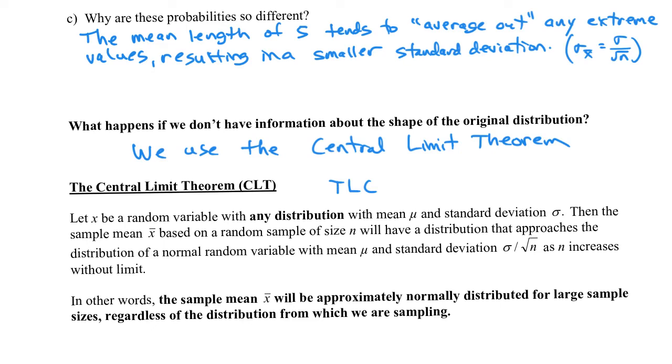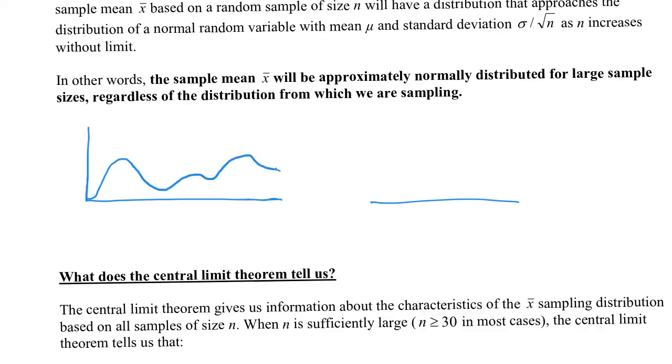So what that means is this: the sample mean will be approximately normally distributed for large sample sizes regardless of the distribution from which we are sampling. So here's the importance of this. The sample mean x bar will be approximately normally distributed for large sample sizes regardless of the distribution from which we are sampling. So let's say you have this weird distribution here.